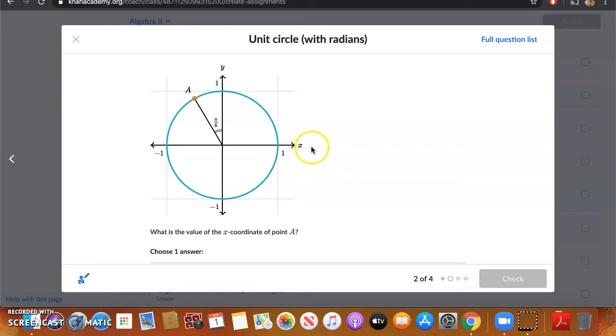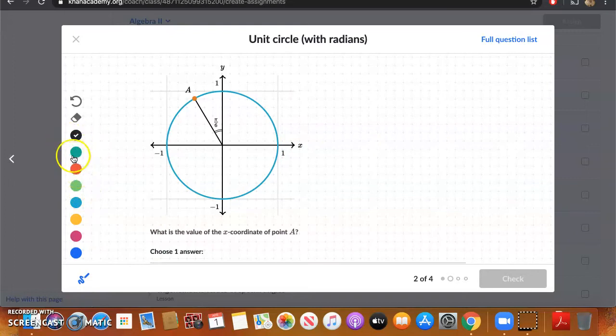Hi everyone, so today we're going to be looking at the unit circle in radians. Let me just review what we did with the previous lesson on the unit circle. If you remember, we identified that as 0 degrees. This was 90 degrees, correct? This was 180 degrees. This was 270. And then back to 0.